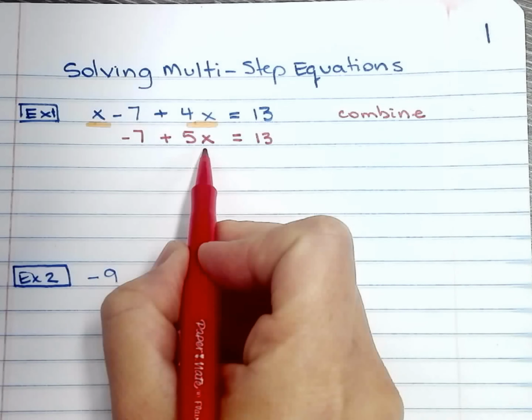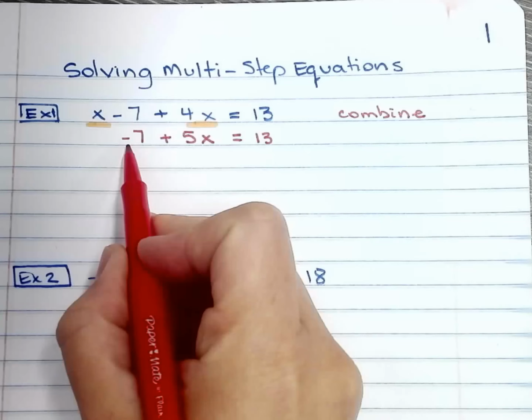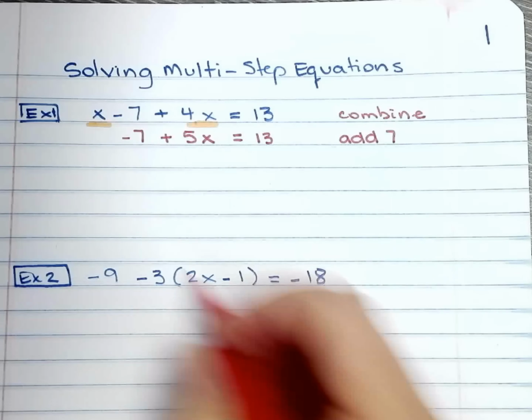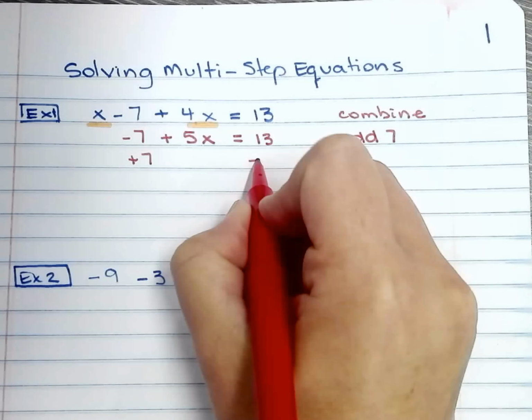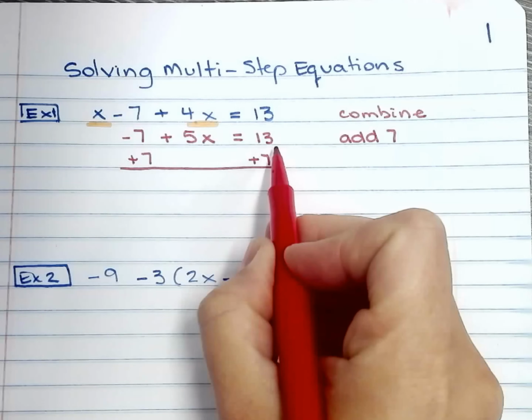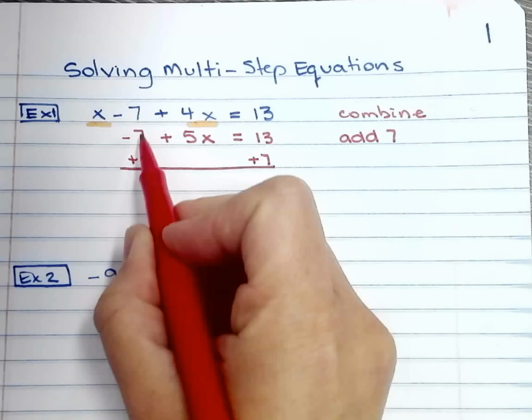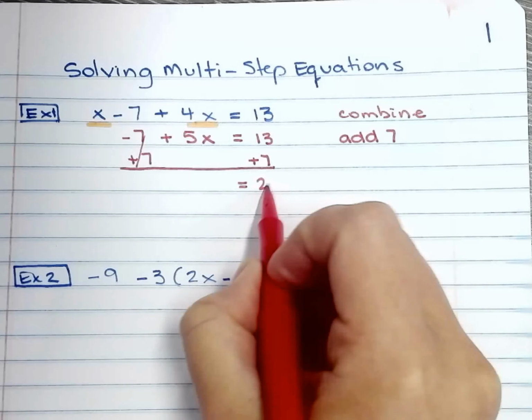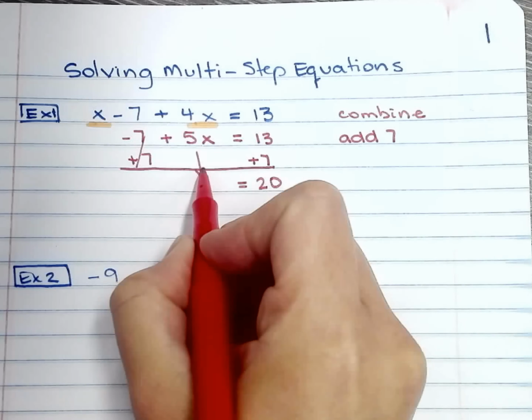So since the goal is to get x by itself, I need to get rid of this. So I'm going to add 7. Add 7 to both sides. So plus 7, plus 7. Notice how they are aligned because 7 minus 7 is 0. 13 plus 7 is 20. Bring this down.